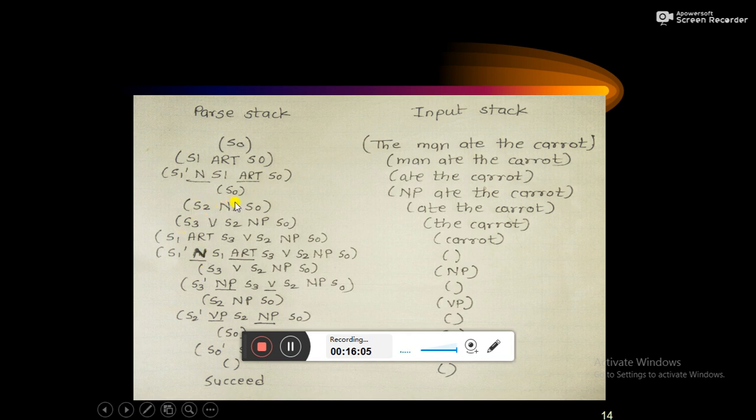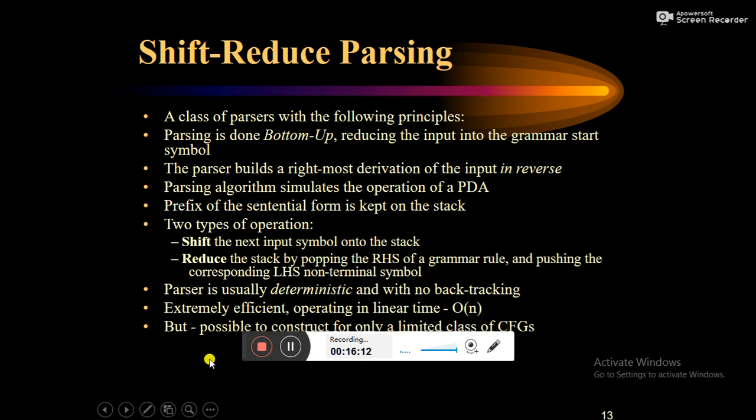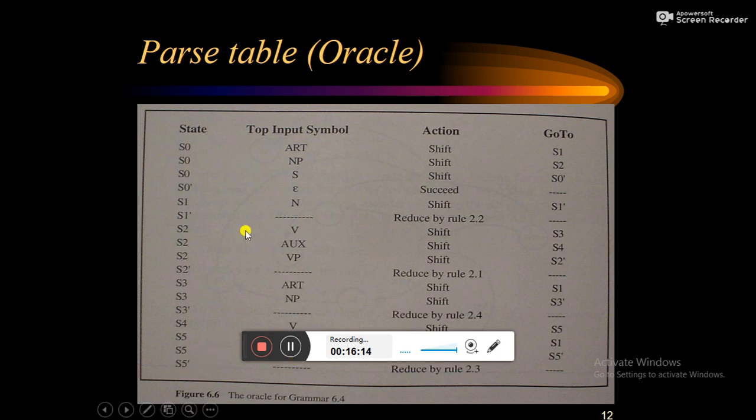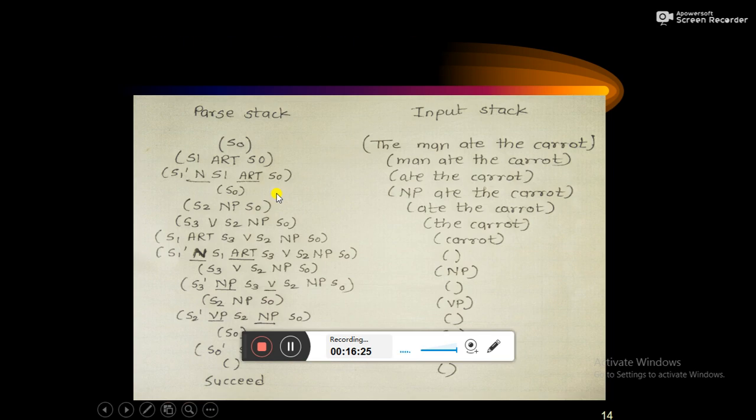This is how it will continue the parsing until it gets S0 dash, because there is only one state in the parse table which indicates the action succeed. So S0 on epsilon is going to give the action succeed. Obviously, when S0 dash is there and nothing is left on the input stack, at that time it will be able to conclude that parsing is done successfully.